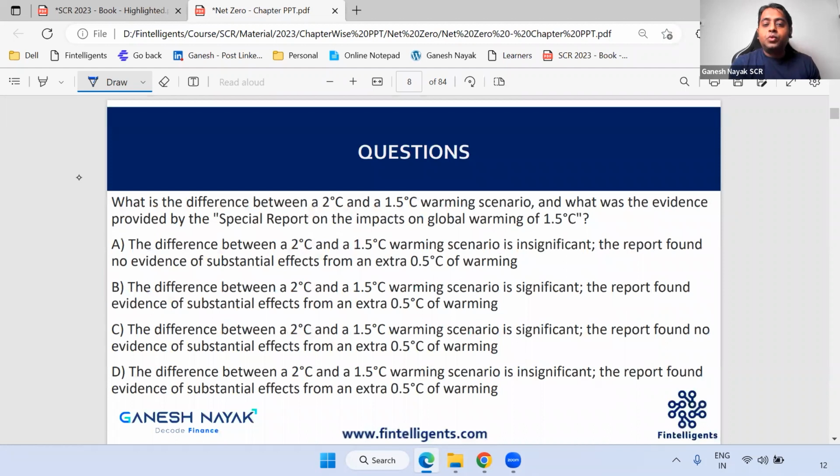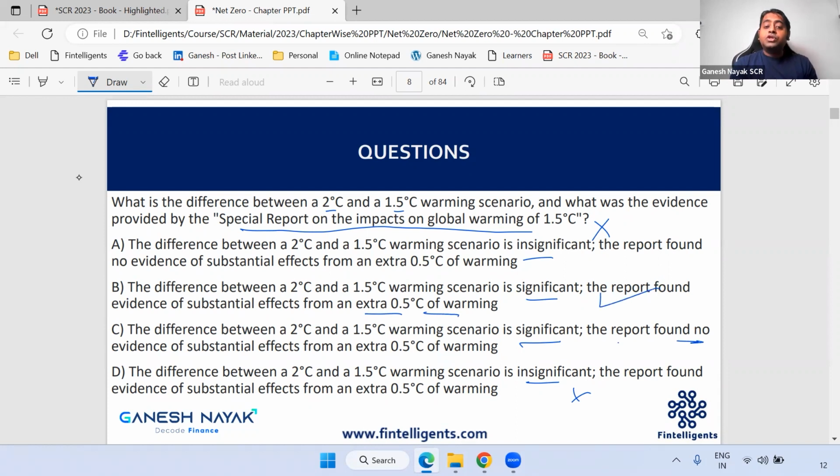First question, what is the difference between the 2 degrees Celsius and a 1.5 degrees Celsius? And what was the evidence provided by this report? If you look at the options, first of all, they're saying that the difference is insignificant, significant, insignificant. So this goes out. The answer is either B or C. If you read further, the report found evidence of a substantial effect of that extra 0.5 warming, and not that the report found no evidence.